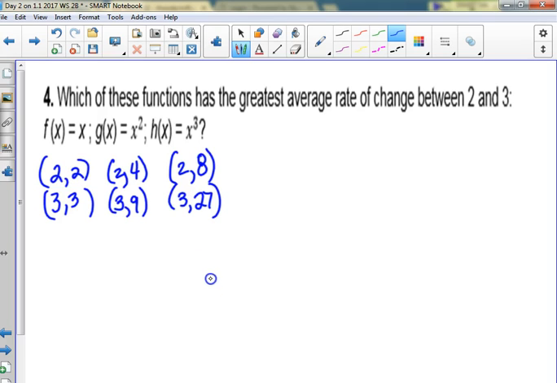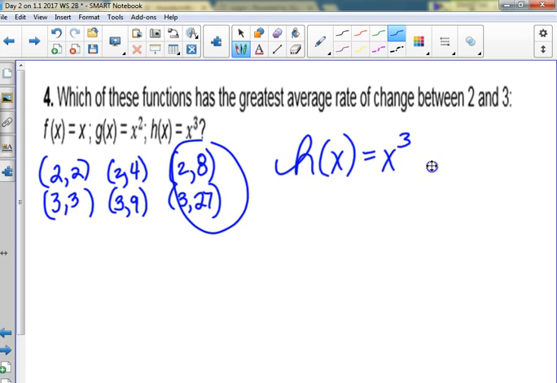Okay. Does the change in x change? All of these have a change in x of 1, yes? The change in y, here is 1, here it's 5, and here it's, what, 19? So which one has the greatest average rate of change between those 2 points? The h of x equals x cubed. It has a rate of change of 19. Probably not a question like that on a quiz, at least the first time, but it's not hard, right?